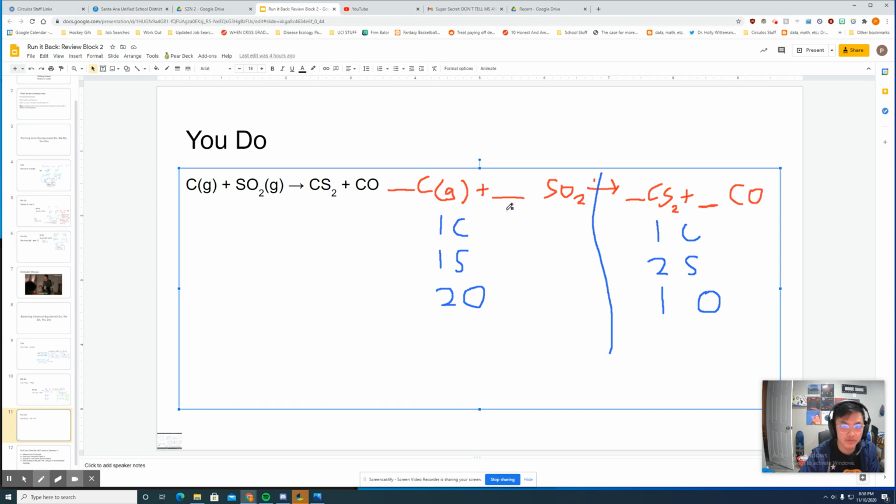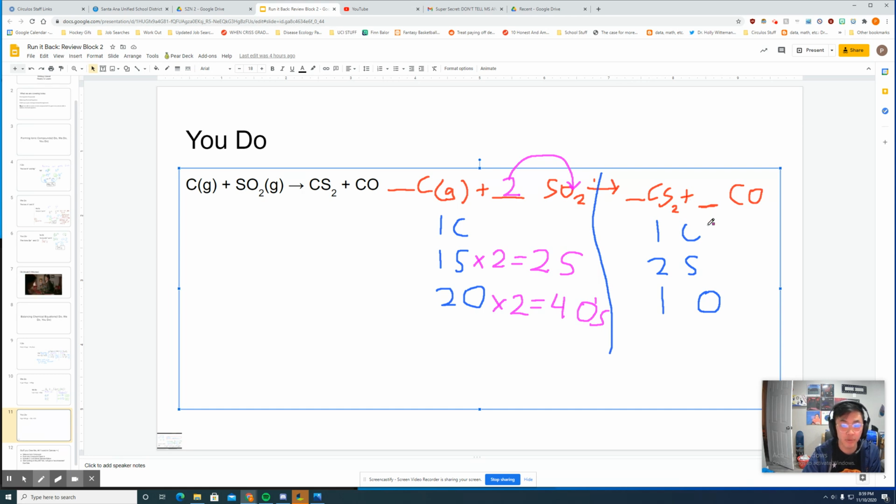Okay, so with sulfur, I noticed that sulfur is one on this side and two on this side. So for sulfur, I'm going to multiply the sulfur on the left side by 2, and that will give me 2 sulfurs. Because this gets distributed over to the oxygen as well, we're going to multiply the two oxygens by the coefficient of 2. So 2 oxygens times 2 will equal 4 oxygens.